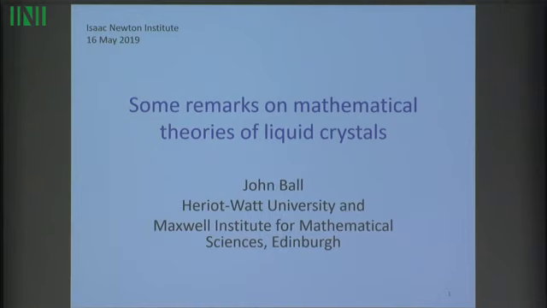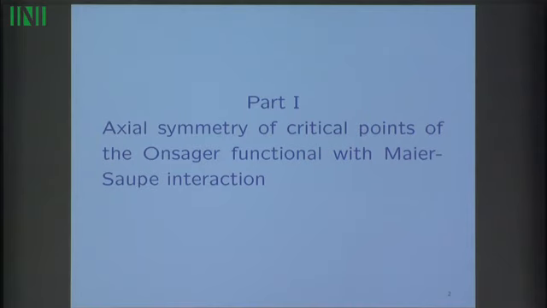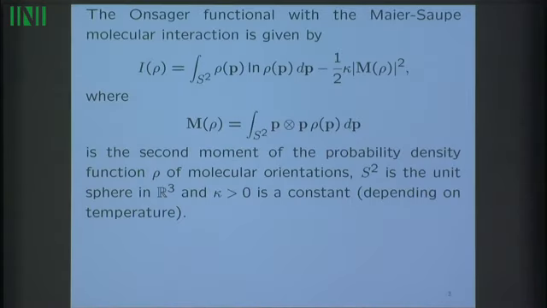So, okay, anyway, this is the first part. I explain the problem and then I talk about who worked on it. So this concerns the Onsager functional with the Maier-Saupe molecular interaction, which is given here in terms of the probability density function rho of molecular orientations. This is for a homogeneous nematic.